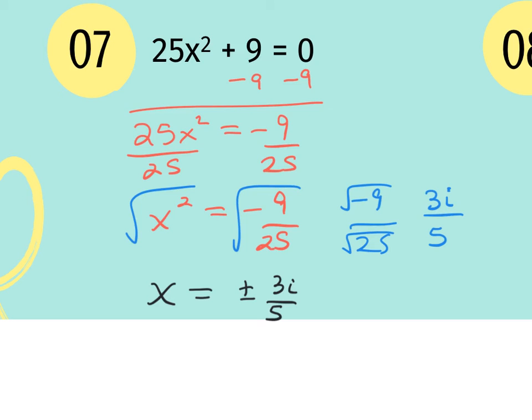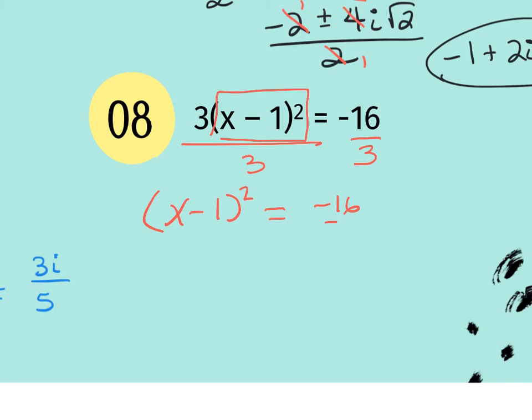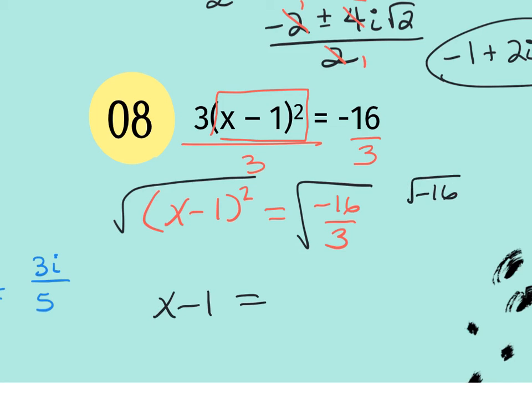All right, next one. Same thing, square root method. Again, remember, our goal is to isolate the square term. So the first thing I want to do is divide both sides by 3. So then I get x minus 1 squared equals negative 16 over 3. I can square root both sides. X minus 1 comes out. Again, you can square root the 16 and the 3 individually. So this turns into 4i. This I can't, so I leave it.